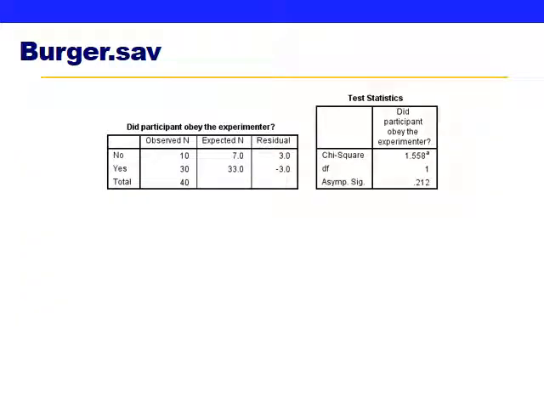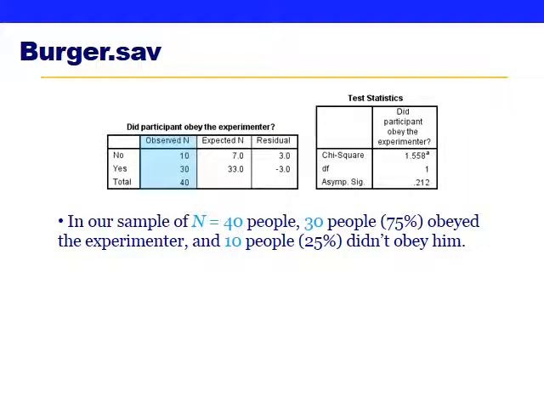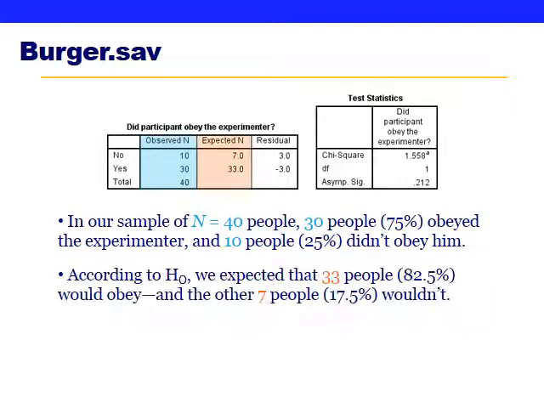Here is the output from the test. Now, as we saw before, the left-hand table tells us the observed and expected values for each category. The right-hand table gives us the actual results of the chi-square test. In our sample, which consisted of 40 total people, 30 people did obey the experimenter, but 10 people did not. If the null hypothesis were true, we would find that 33 people, in other words, 82.5% of our sample, did obey the experimenter, while the other 7 people did not.